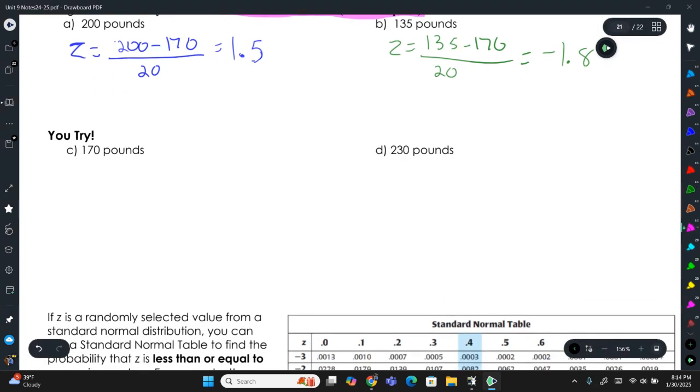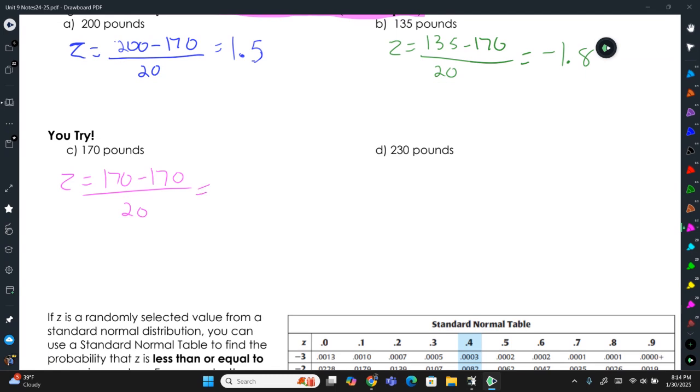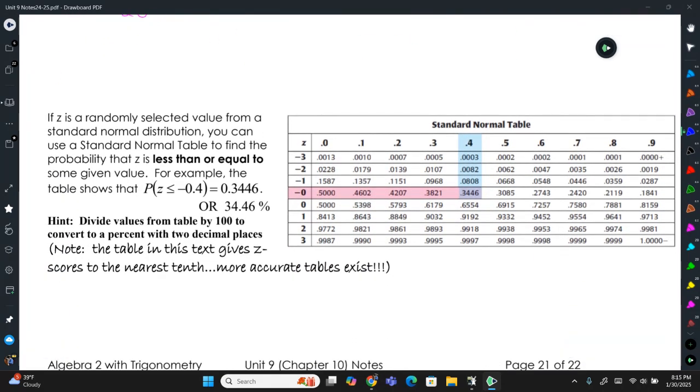Okay, so now for 170, well, 170 minus 170 over 20, that's just going to give you 0. Okay? So that has a z-score of 0. And then the last one, 230 minus 170 over 20, that is going to equal 3. Okay, so what do we do with these z-scores? Well, with these z-scores, we're going to look it up on this table.